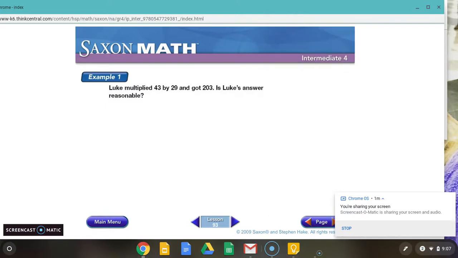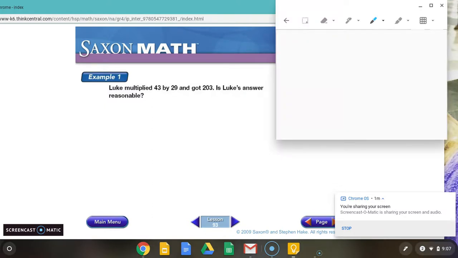All right, so this is a story problem. Luke multiplied 43 by 29 and got 203. Is his answer reasonable? Okay, so we can estimate. When we estimate, we change one or both of our numbers. And remember that an answer in a multiplication problem is called a product. So the product he got was 203. Is it reasonable? That's what we're trying to figure out.